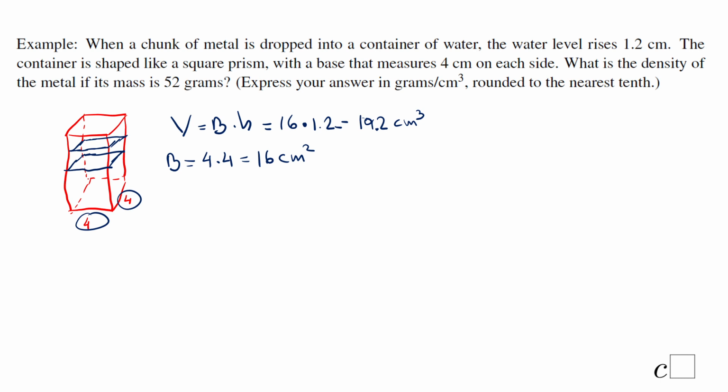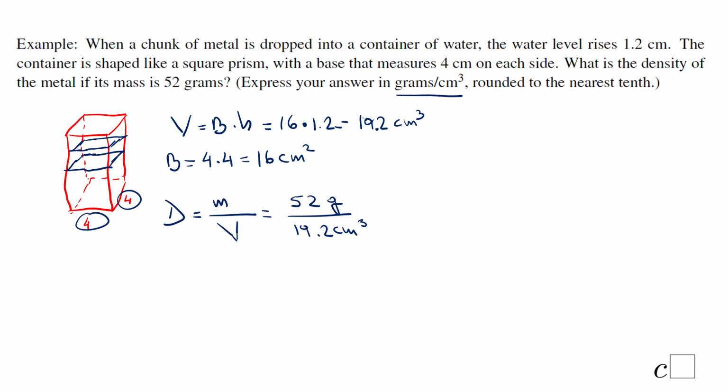So now we know the volume of that metal by just measuring how much the water moved up. That is a good principle that can be used in real life. And now we can go and find the density because we know the volume of the metal. Density is mass over volume. So we know the mass is 52 grams. We know the volume, we found it, 19.2 cubic centimeters.